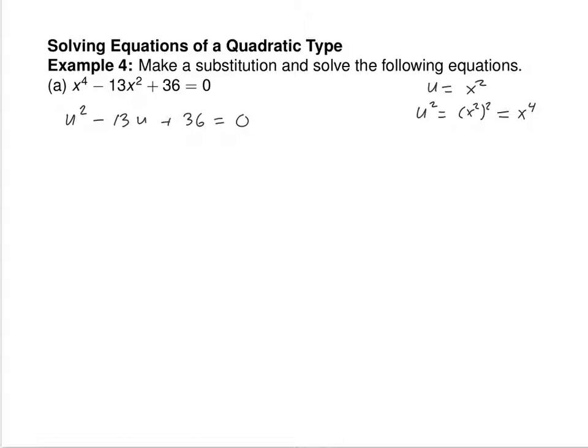Yes, Willow? Couldn't you still factor the top one, just by keeping track of it? Yeah, so can I do that at the end? Yes, definitely. So you'll have u minus 9, u minus 4. Does that make sense, guys? Okay. So you're going to have u equals 9 or u equals 4, right? And then your u was equal to x squared, right? So that's x squared equals 9 or x squared equals 4.